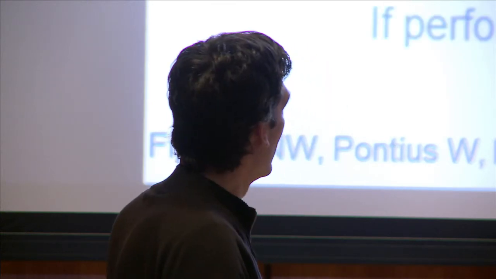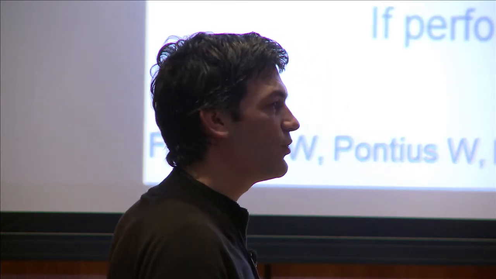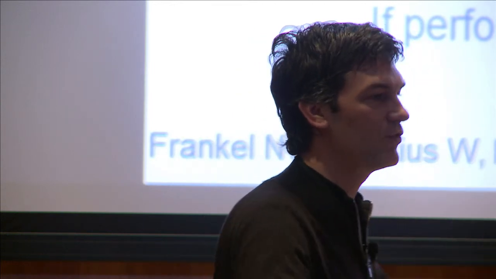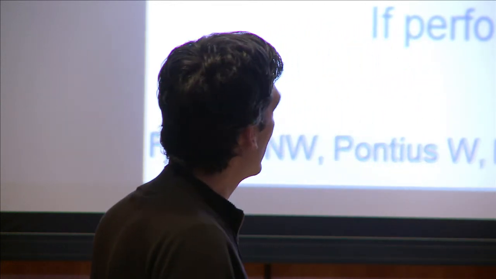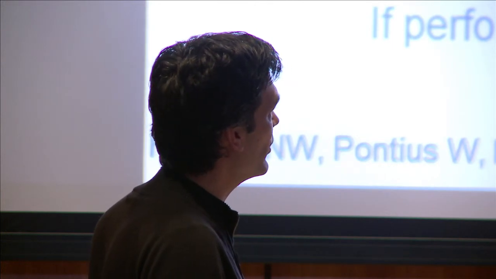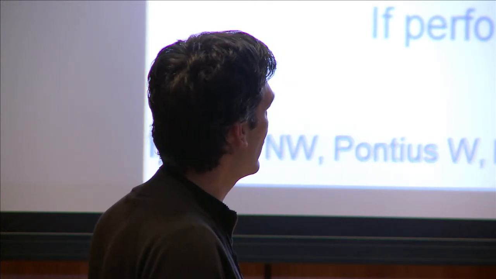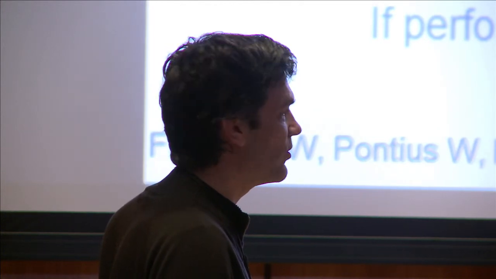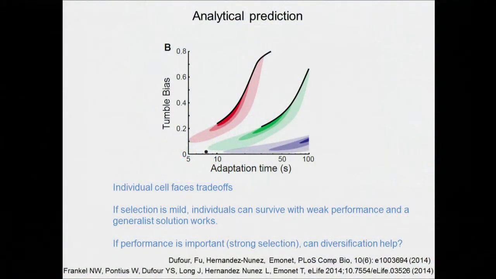So understanding the role of diversity is going to require understanding not only this trade-off in performance, but also the strength of the selection on the function. If the selection is mild, an individual can survive with weak performance, and a generalist solution works. If performance is important, you have strong selection. For example, you need to escape the immune system. If you don't swim fast enough, you're dead. So then you would want diversification.